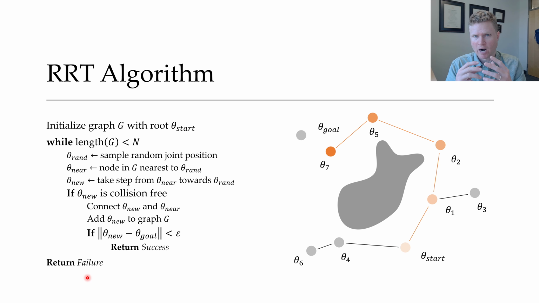We call this probabilistically complete because it's not technically complete, but as n goes towards infinity, if there is a valid path, you will find it. And if there is not a valid path, you will say, I return failure. So it's not totally complete, but it's almost there.